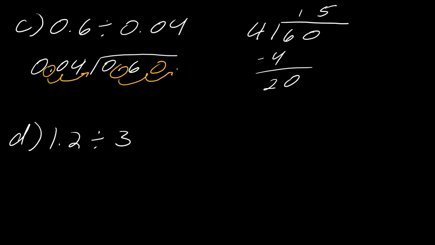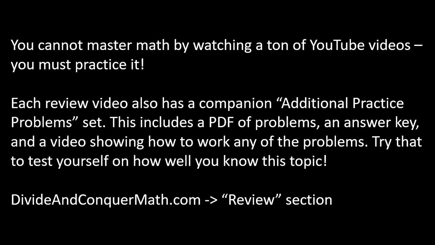And finally, now I've got 3 into 1.2. So I'm just going to bring this decimal up. So 3 goes into 1 0 times. How many times does 3 go into 12? 4 times. So the answer here will just be 0.4. So hopefully this clears up some of the confusion that comes up sometimes with decimals. This is one of those things that I think is kind of easy to forget.